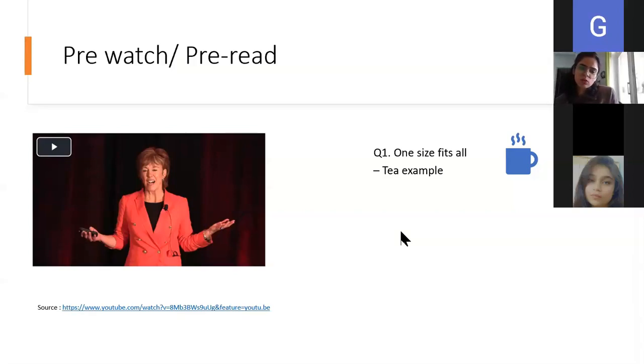She talks about why you can't sell one product to all the people. That company came up with different types of tea, cold tea and hot tea, and they did a regression analysis to take out the average and came up with lukewarm tea, and the project failed terribly.